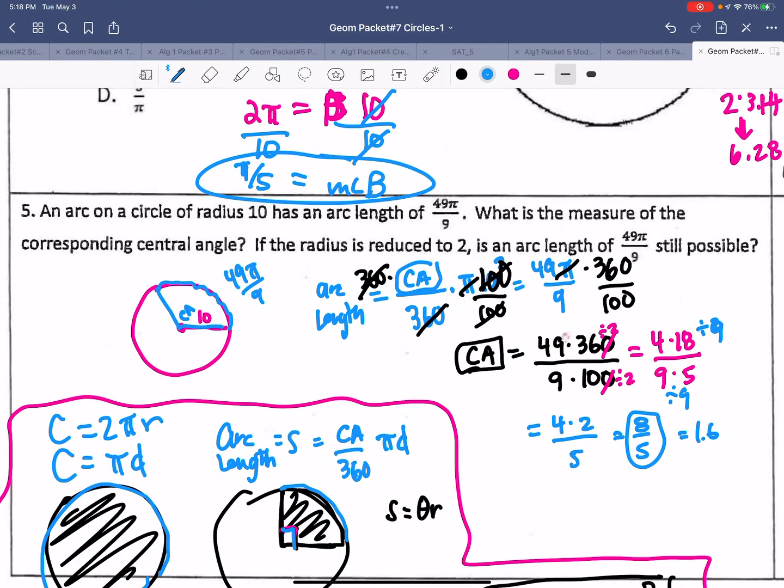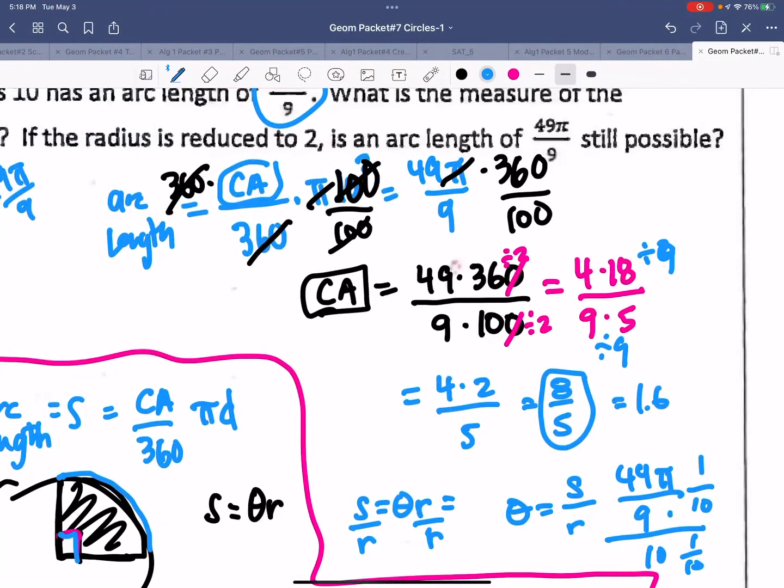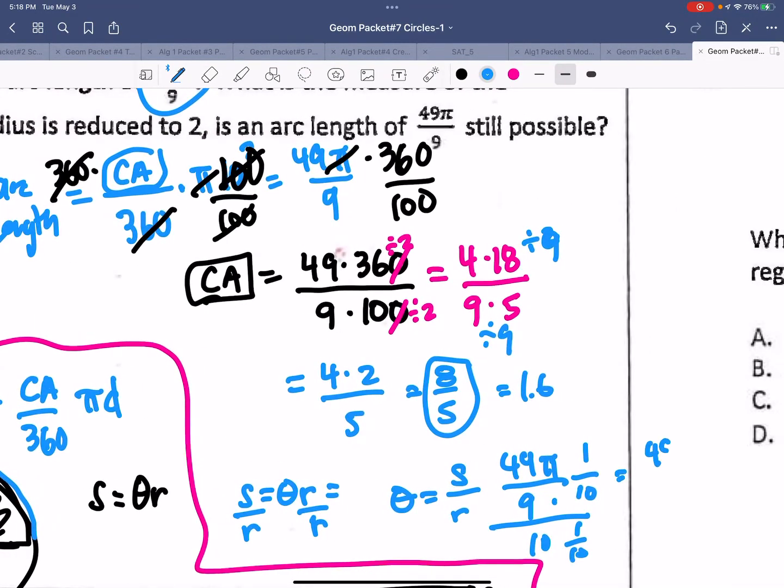So maybe I should have used radians. Let's try this again. S equals theta times R. So if the central angle is theta, if I divide by R on both sides, theta is equal to the arc length divided by R. So I take 49 pi, divide by 9, divide by 10. If I multiply by 1/10, I end up getting, for my angle, 49 pi over 90.